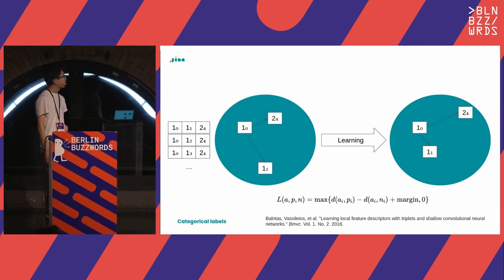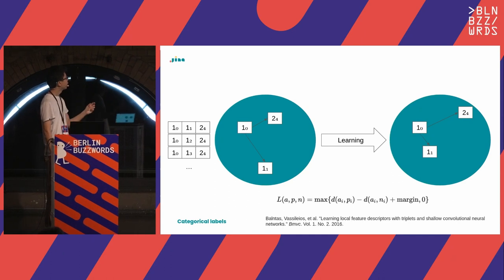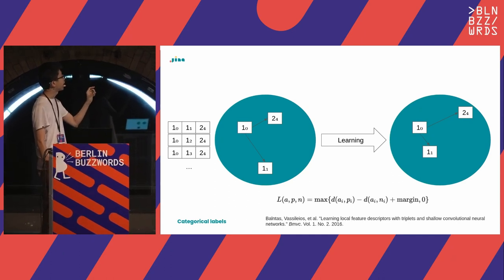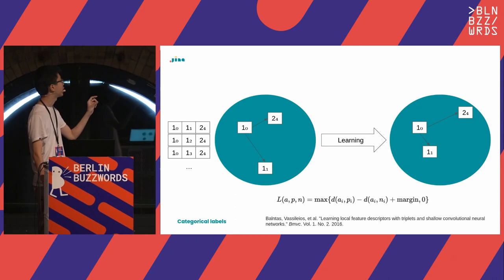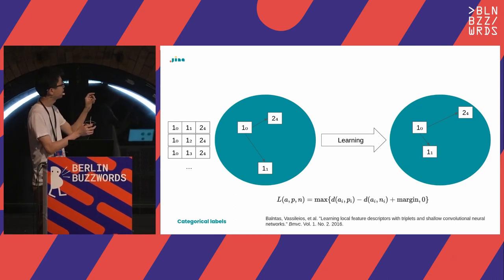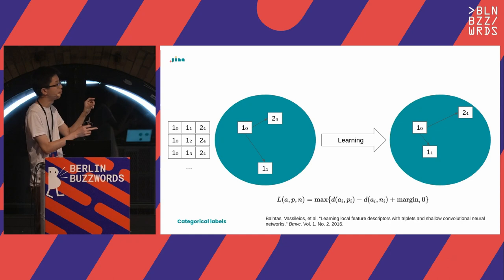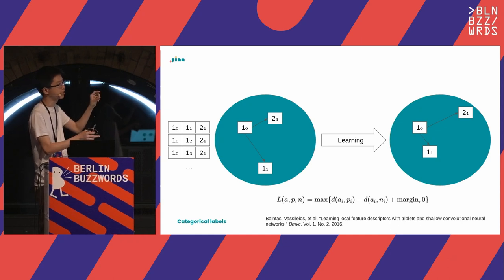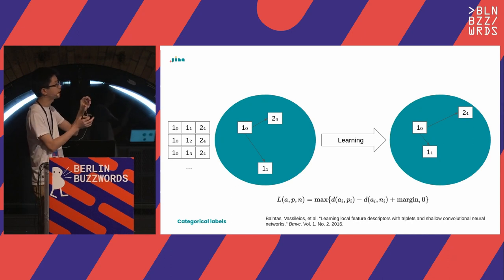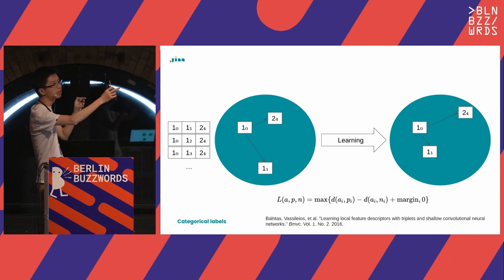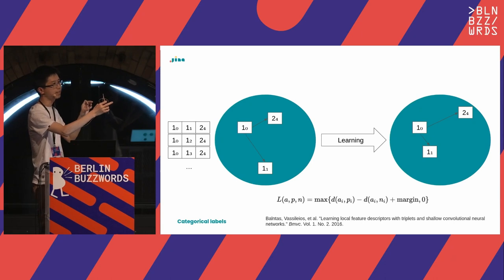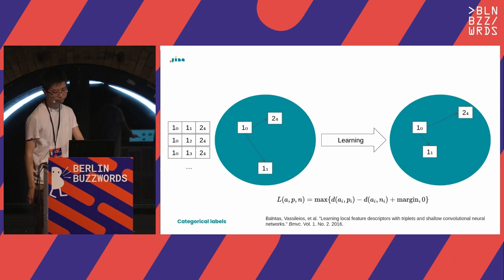Our objective is actually quite simple. If you look at the first case and the anchor, which is 1_0, it has a positive, which is 1_1, but they are quite far from each other in the vector space. So what we want to do is pull these items close enough. And if you look at 1_0 and 2_4, we want to push them apart, away from each other. So that is basically the objective we try to optimize in case you have categorical labels.